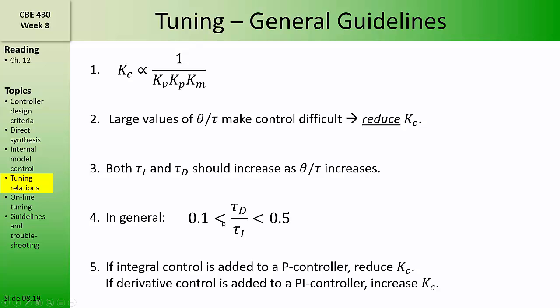When PID control is used, in general, the ratio of the derivative time to the reset time should be between about 0.1 and 0.5. If integral control is added to a proportional only controller, then the controller gain should be decreased, and if derivative control is added to a PI controller, then the controller gain can be increased, because adding the derivative control can help to stabilize the controller.